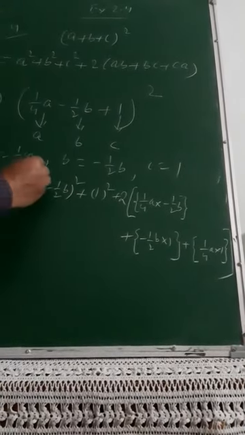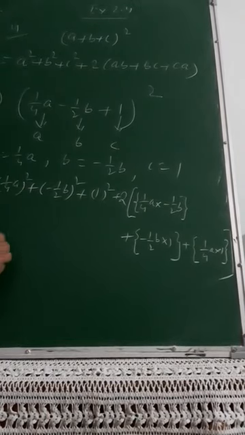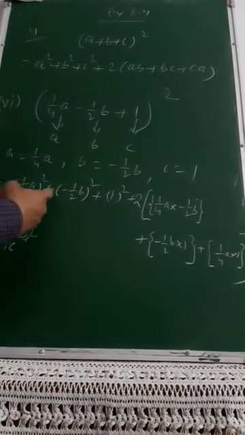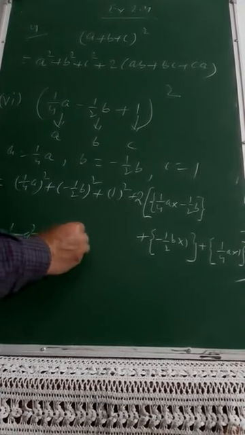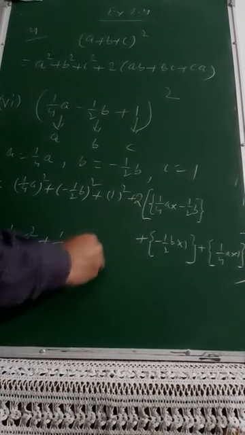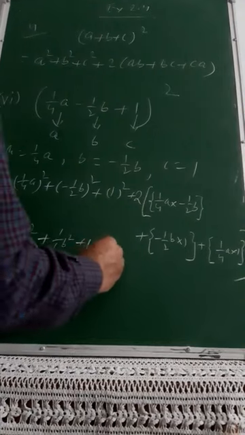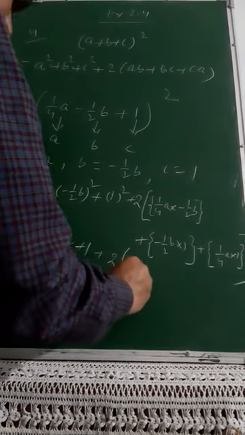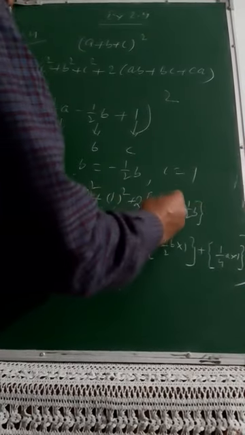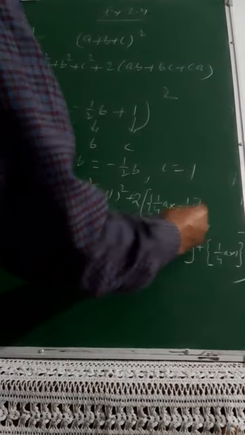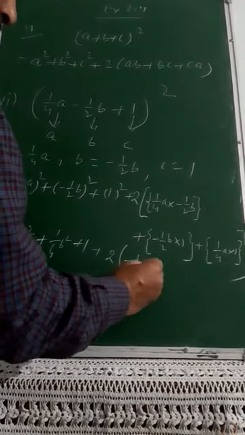Now 1 square is 1, 4 square is 16 and a square is 1. Minus square is always plus, so the plus sign will be there: 1 upon 4b square. Plus 1 square will remain 1 here, and then here it is 2 into, now you can use this bracket, plus into minus is minus, 1 ones are 1, 4 twos are 8, so this is 1 upon 8ab.